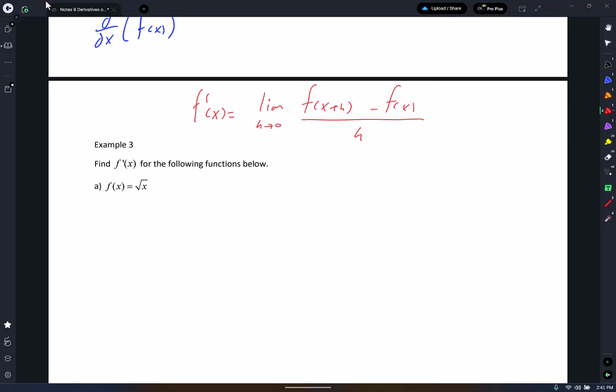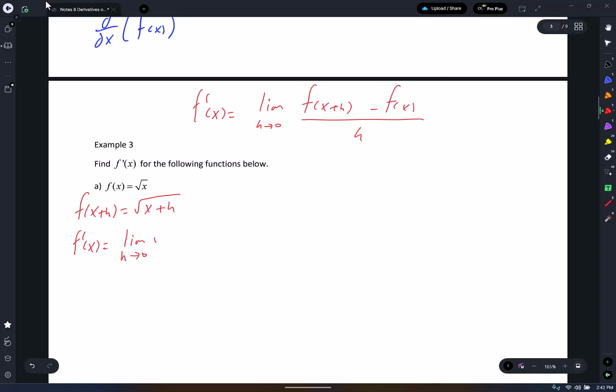I have f of x. I need f of x plus h, square root of x plus h. I got everything I need. f prime of x is equal to limit as h approaches 0. I don't need an f. Square root of x plus h minus square root of x all over h.